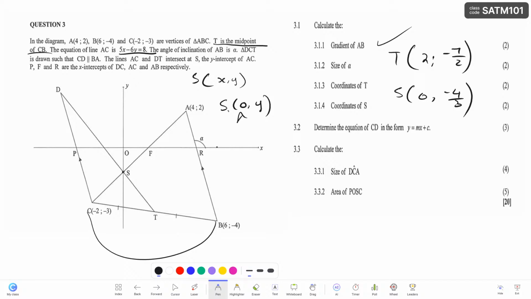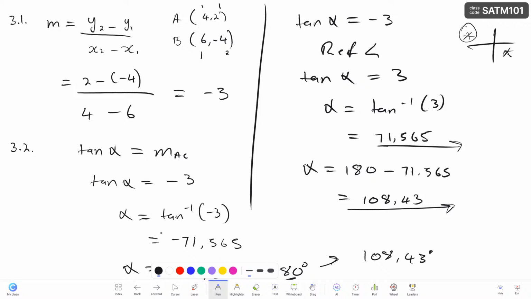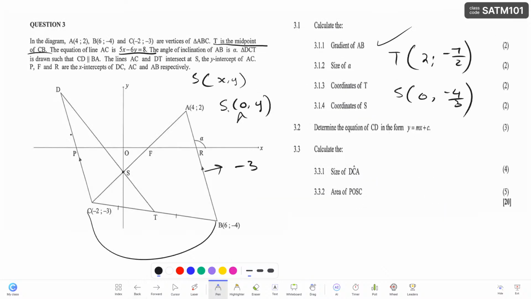So we already calculated the gradient of this line in question 3.1.1. The gradient of this line, we found it to be -3. So even the gradient of this line is -3. So you can't fail to calculate the equation of this line, since you have a gradient and also have a point C. So you're going to just write y is equal to mx plus c. What is your gradient? Your gradient is -3.